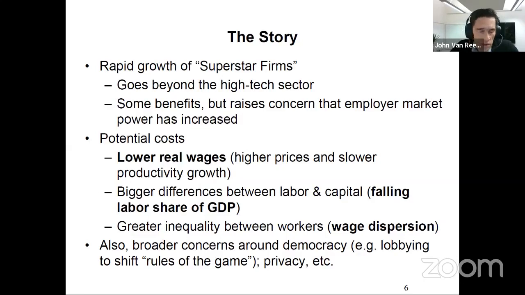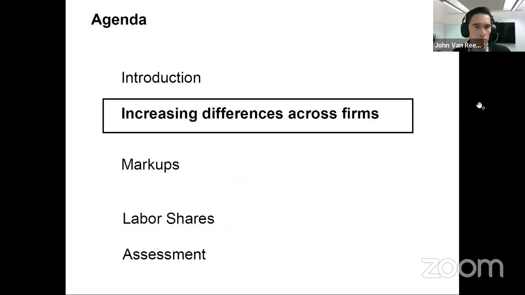So there's also, and this is the third bullet point, maybe broader concerns around the strength of these firms, how they affect democracy through lobbying to shift the rules of the game, through affecting privacy. I'm going to have less to say on those. Maybe we can talk about that in the Q&A. I'm going to focus a bit more on the economic things, but clearly those are also important issues, which are something that we should be concerned about.